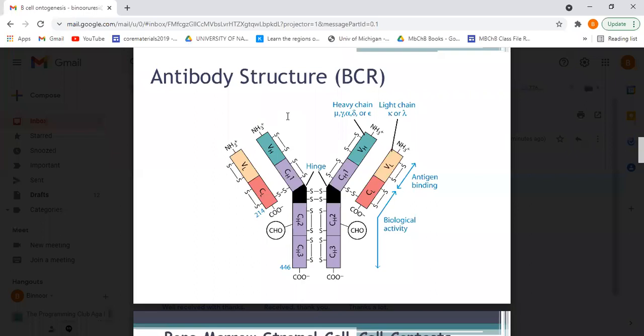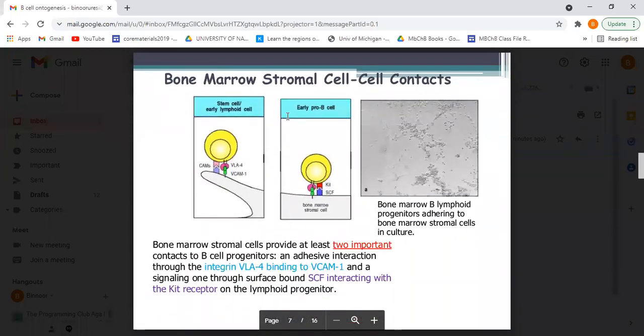Let's move on. Next slide, please. Now, this leads us to the process we are talking about, the B cell development. Now, we are looking at the earliest stages of B cell development. And we have mentioned some of these factors before, that we need the presence of the bone marrow stromal cell for the purpose of providing contact with this B cell that is in development.